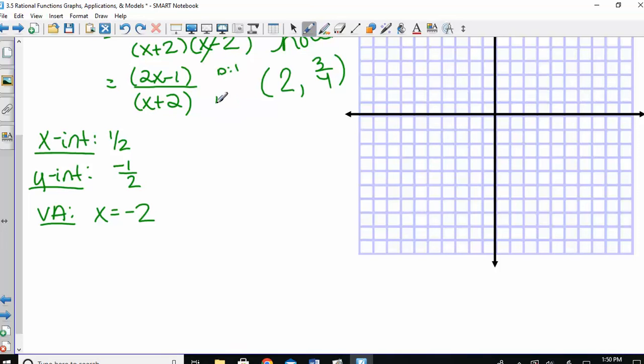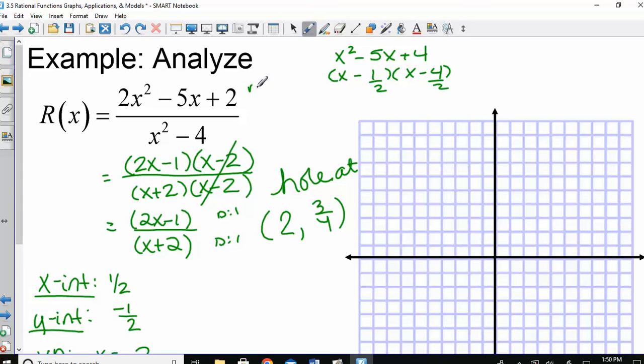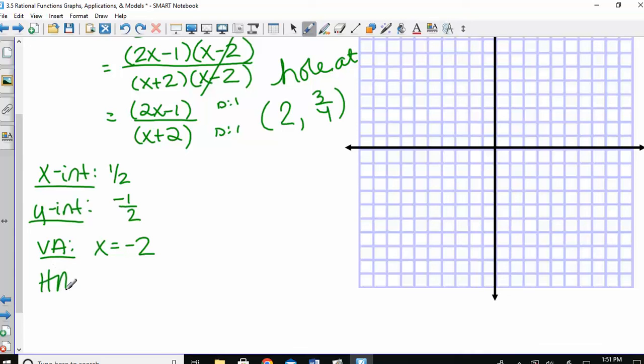Horizontal or oblique, what's the degree of the top? And the bottom? Yeah, you could base this off the reduced one, where they both have a degree of 1, or the original, the degree of the top is 2 and the degree of the bottom is 2. Either way, when the degree is the same, what does that mean? So horizontal asymptote, and it's 0 when the top is smaller. When they're the same, the ratio of leading coefficients. So it's like 2x squared over 1x squared. So y equals 2.